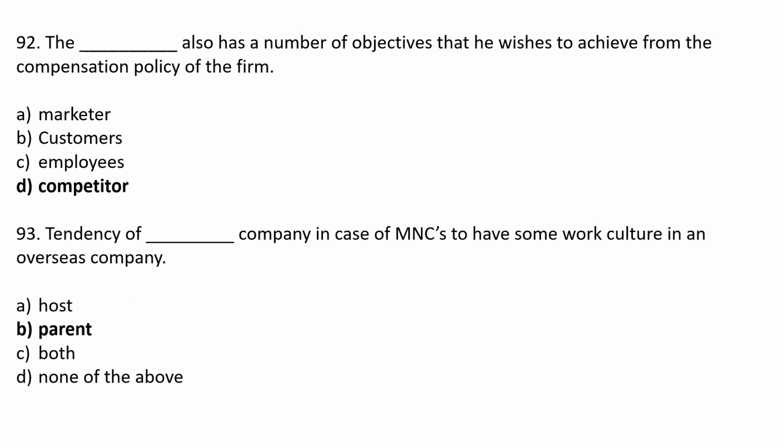The dash also has a number of objectives that he wishes to achieve from a compensation policy of the firm. Option A, marketer. Option B, customer. Option C, employees. Option D, competitor. The correct answer is option D, competitor. The competitor also has a number of objectives that he wishes to achieve from the compensation policy of the firm.